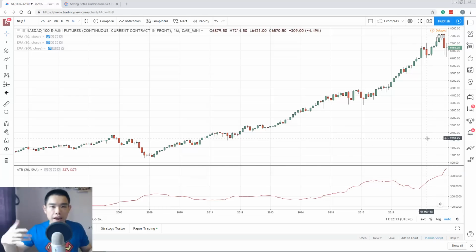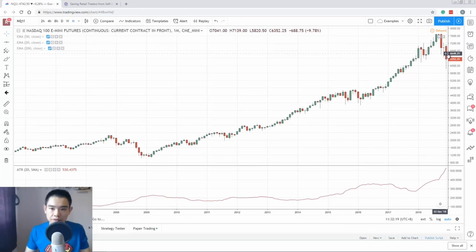So this means that on average, each month the NASDAQ tends to move about 475, 500 points. So the next candle, you have this candle over here. The range of this candle is from the high to the low. It's about 7139 minus 6352. That's about 780, 790 points. So that's about more than 1.5 times ATR for this particular month.